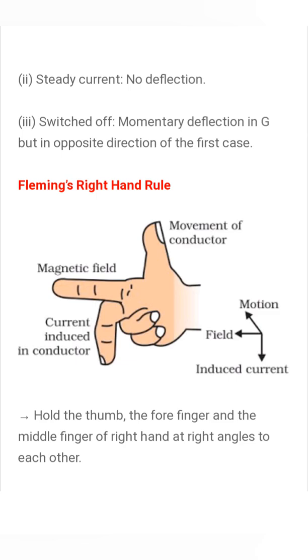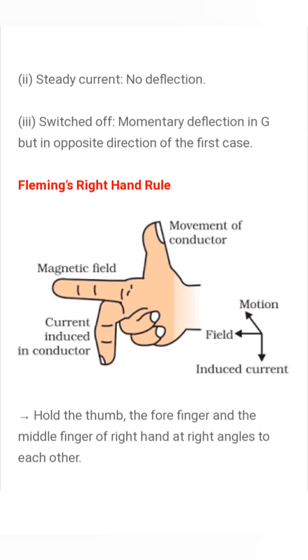Now let us discuss Fleming's right hand rule. Arrange the fingers of your right hand, that is the middle finger, the forefinger and the thumb, as we did for the left hand. The forefinger represents the magnetic field over here, the thumb represents the movement of the conductor, and the middle finger represents the induced current. Remember the induced current and not the current over here. Now we will be studying about the induced current.